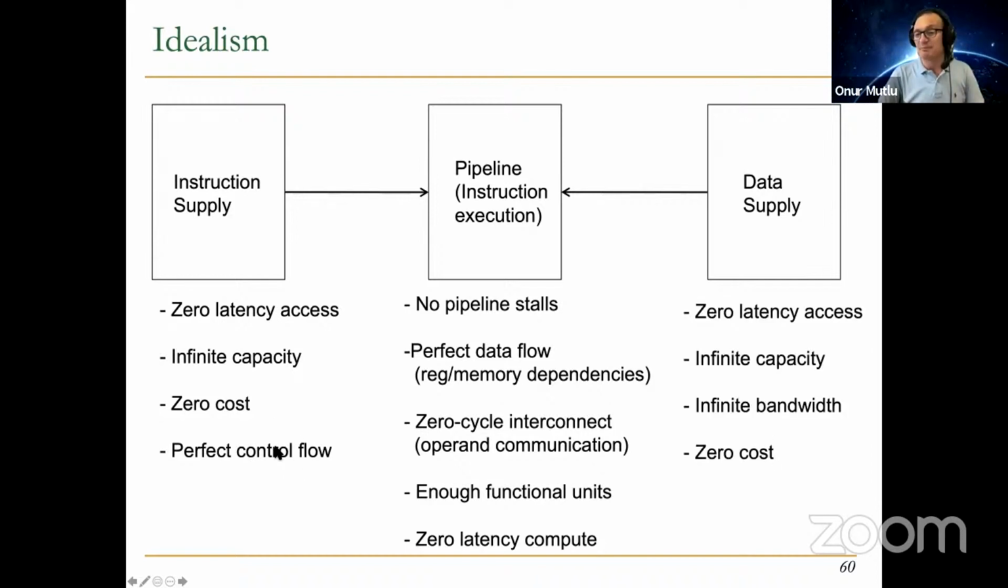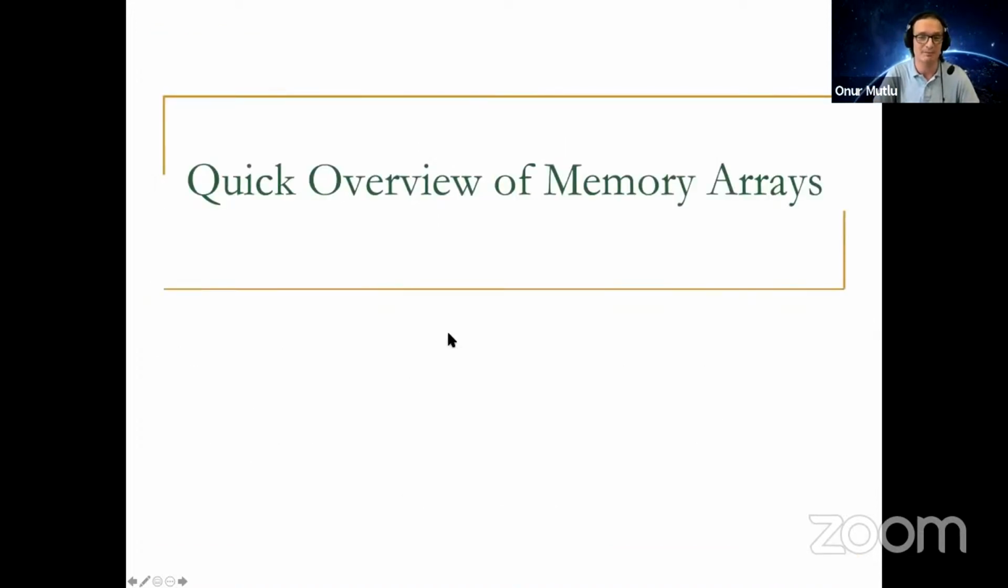Okay, data supply, we have not covered a lot, basically. Ideally, you want zero latency access, infinite capacity, infinite bandwidth, and zero cost as well over here. So similar requirements to instruction supply, except you don't have the control flow in the data supply, right? So we're going to talk about this clearly. We're going to try to think about the ideal, especially in the second part of this lecture.